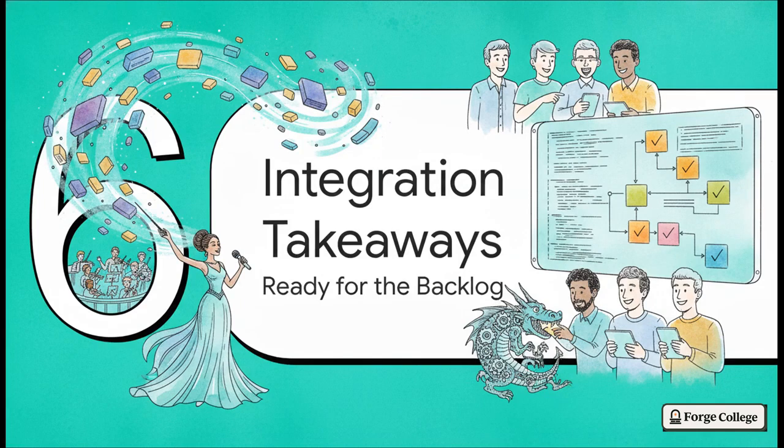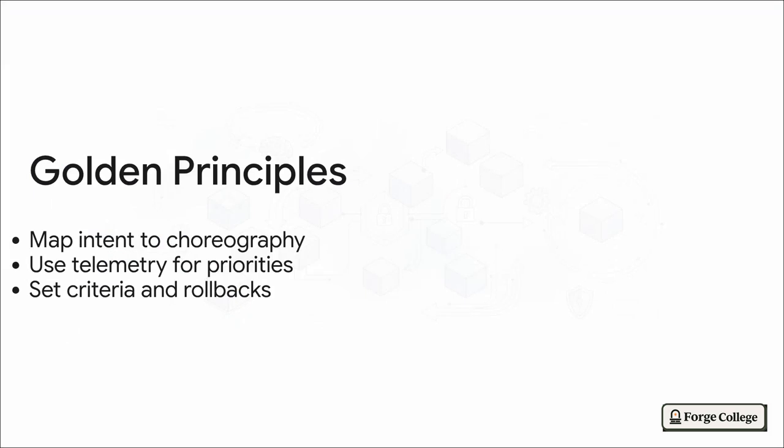Section 6. Final integration takeaways. Getting ready for the backlog. With your scenes perfectly choreographed, you are finally ready to write the tickets your engineering team will actually execute. Just keep 3 golden principles in mind. 1. Always map the user's intent to explicit transaction choreography. Know exactly what requires atomicity and what doesn't. 2. Let telemetry dictate your optimization priorities, not guesswork. And 3. Never deploy an optimization without measurable acceptance criteria and a solid rollback plan.